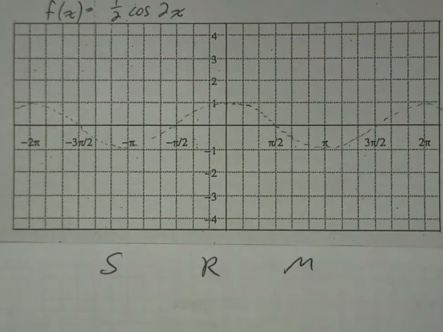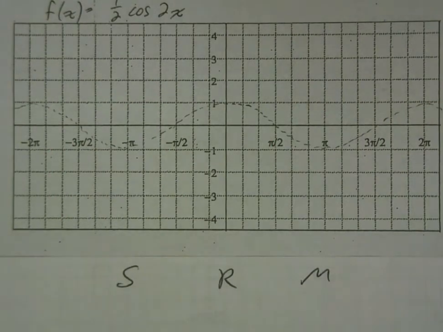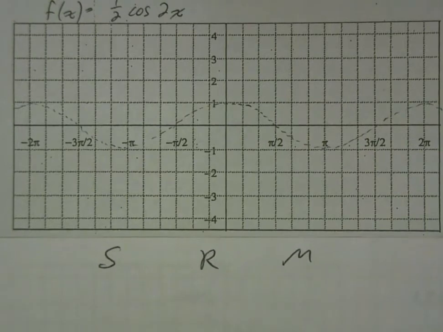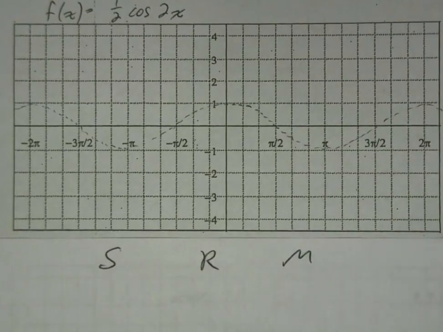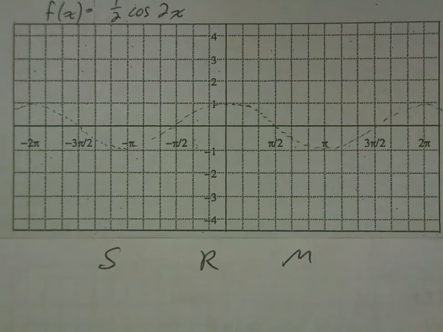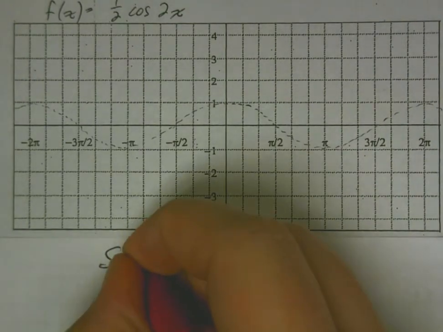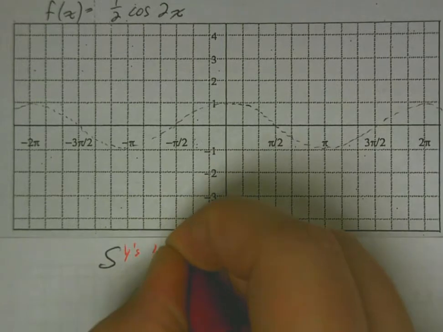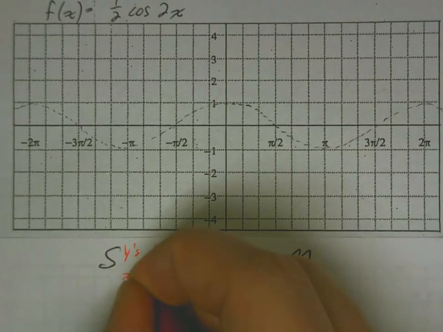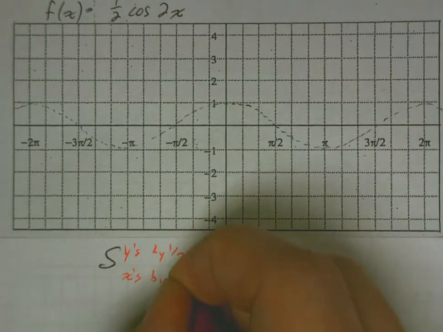Alright, I'm going to do this one and one more. So again, this one I have a parent function of cosine, so that is already graphed for you. As far as stretching, shrinking, reflections go, I have a 1/2 on the outside, so it's going to be the y's by 1/2. And the x's, remember, do the opposite, so the x's will also be by 1/2.